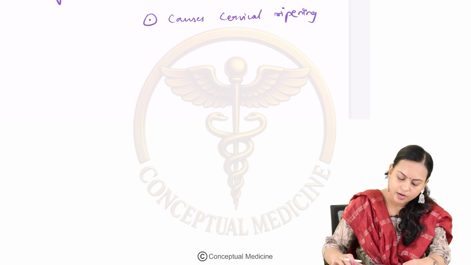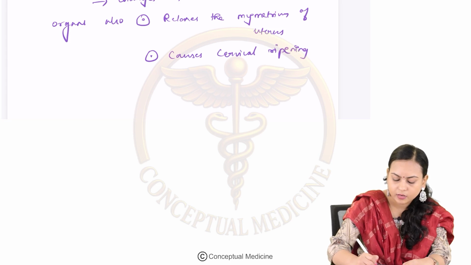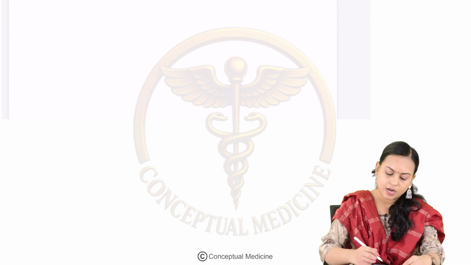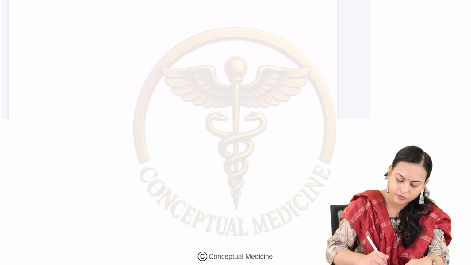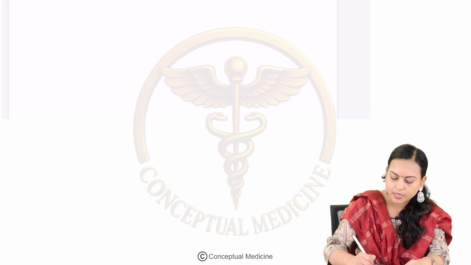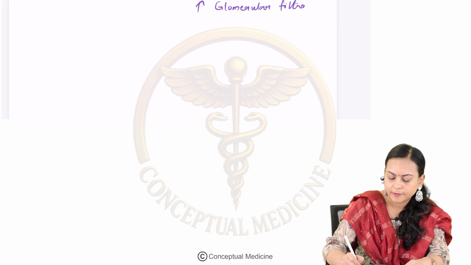And remember, relaxin is not only produced by corpus luteum, it is also produced by the decidua and placenta. And one more point in the function of relaxin is it causes vasodilation also, which brings about increased renal blood flow and this leads to increased glomerular filtration rate.